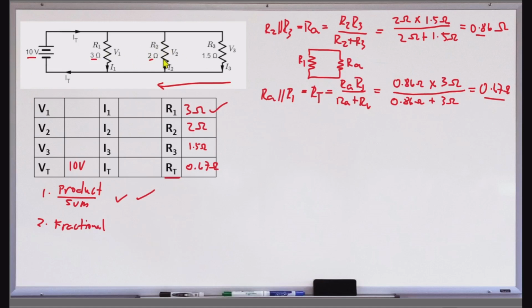They are parallel and there are only 3 components for this. So we can use the fractional. So what does it mean? Ibig sabihin, you have to apply the formula 1 over RT equals 1 over R sub 1 plus 1 over R sub 2 plus 1 over R sub 3. We only end up with R sub 3 because we have 3 resistors only.